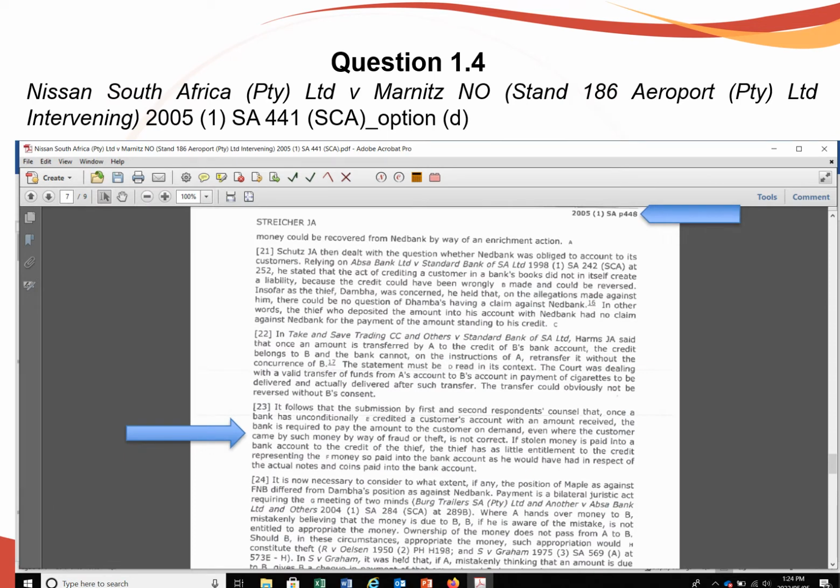With Nissan versus Marnitz, again, most of you got this question correct, and you would have found the answer in paragraph 23, but I also would have awarded a mark if you told me the answer was on page 448.